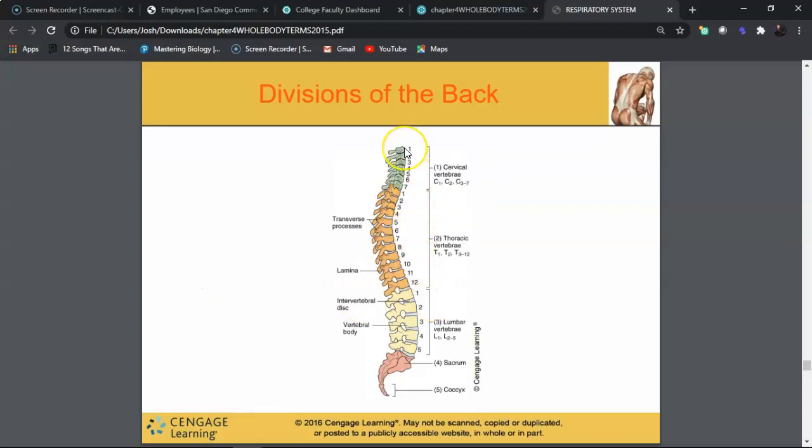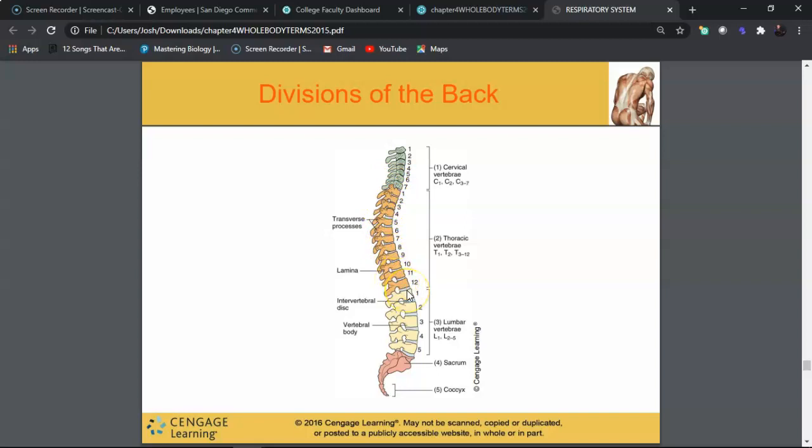And so here are our bones, 1 through 7. Cervical are the very top, in the neck. Cervico is synonymous with neck. Then we have the thoracic region. Thoracic means chest. Then there are 12. So we start from 1 and go all the way down to 12.